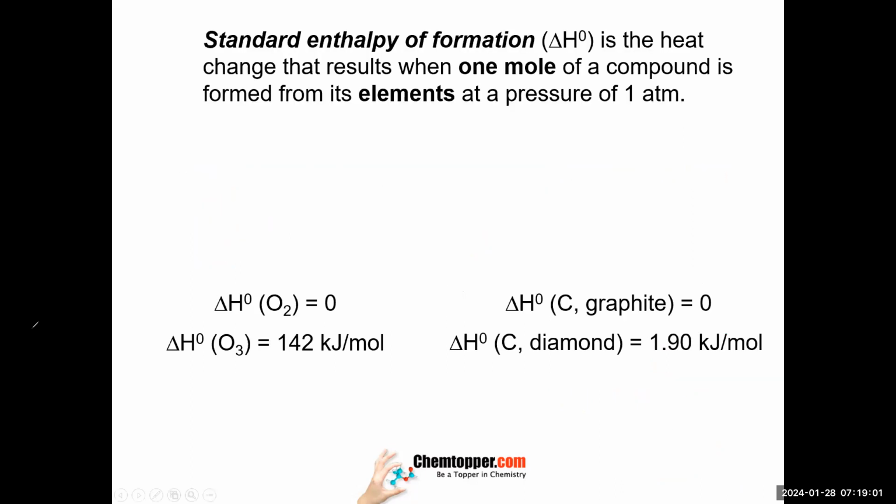Okay, so first thing, as I said, these are new things for you, but they are very simple. So work with me. Try to understand, answer my questions, try to learn right away. Okay, let's see. The very first definition is standard enthalpy of formation. What is the meaning?